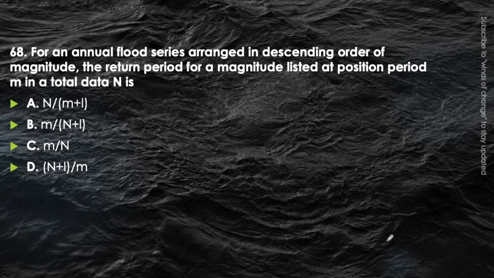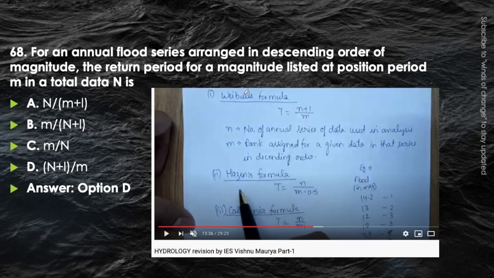Next question. For an annual flood series arranged in descending order of magnitude, the return period for a magnitude listed at the position m in the total data n is n upon m plus 1, m upon n plus 1, or m upon n, or n plus 1 upon m. This is also an easy question. If you memorize the Weibull formula to determine the return period, can you recall it? Okay, it is option D, that is n plus 1 upon m, which will be given by Weibull's formula.